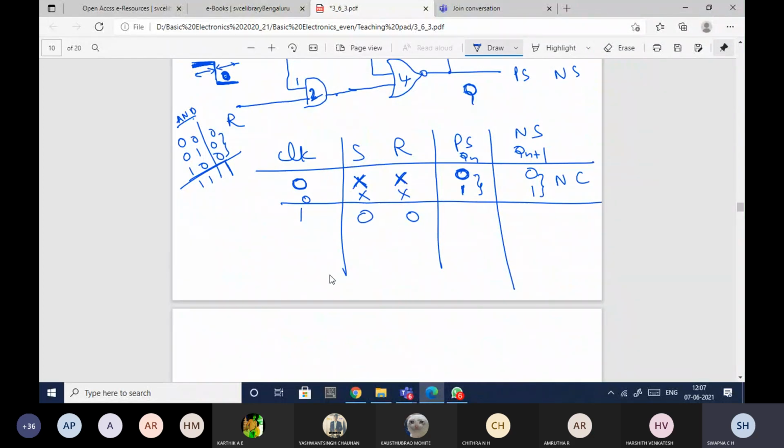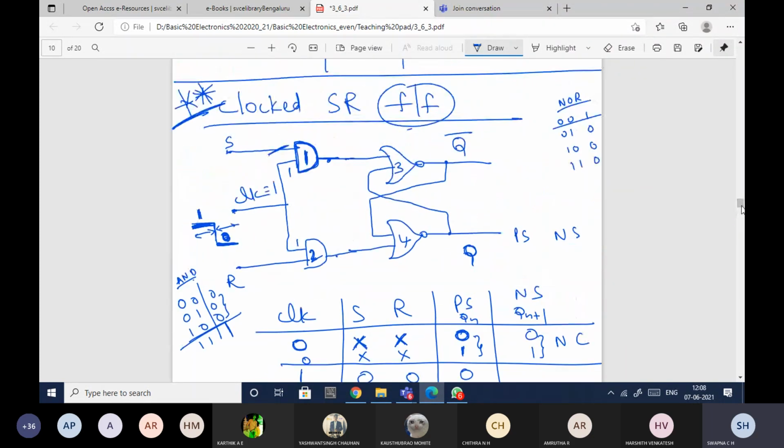S value as 0, 0. First, initially consider S and R values as 0, 0 when clock is equal to 1. Let me consider the present state to be 0. So clock is 1, S value is 0 and R value is also 0.